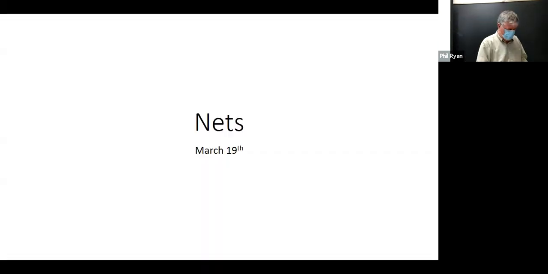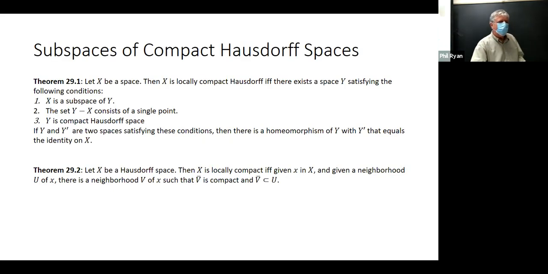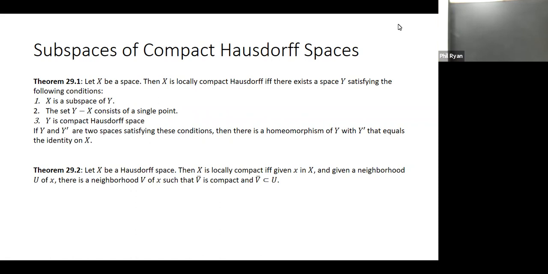Okay, so today we're going to do nets, but first we need to finish off our discussion of local compactness. And so recall last time we saw how locally compact Hausdorff spaces are actually pretty nice spaces. We showed that a space is locally compact Hausdorff if and only if there exists this one-point compactification.